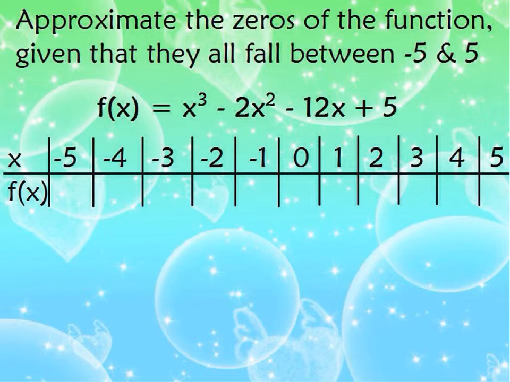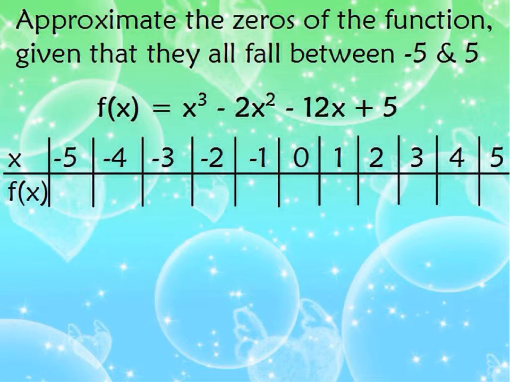So here's our situation. It says approximate the zeros of the function. It's the same function I just gave you. Approximate the zeros of the function, given that they're all going to fall between -5 and 5. So since it's not factorable, I'm assuming that the zeros aren't going to be pretty. I just know that it's going to cross, since it's a cubic, it should cross 3 times. Somewhere in there, they're hinting at me between -5 and 5.